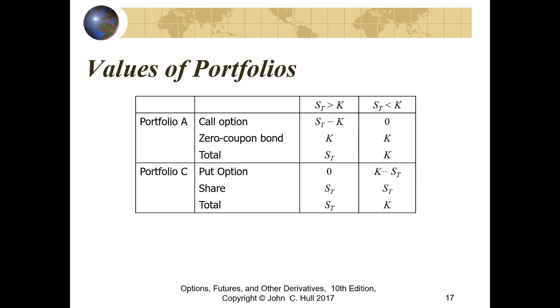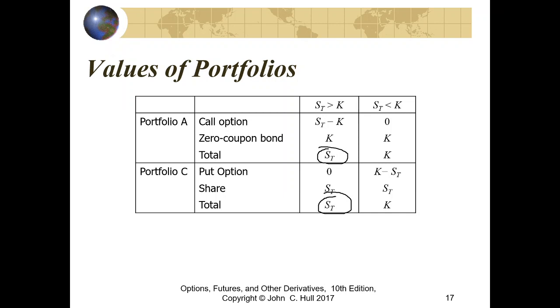What will be the value of the zero coupon bond? Well, it will grow, so it will pay a value of K. That's the face value of the bond. Combined, what will be the value of portfolio A? Well, ST minus K plus K means that the value of portfolio A is going to be ST. How about portfolio C? If ST is greater than K, then the put option will be out of the money, which means the payoff will be 0. And the price of the stock is ST. So the value of portfolio C combined is also going to be ST.